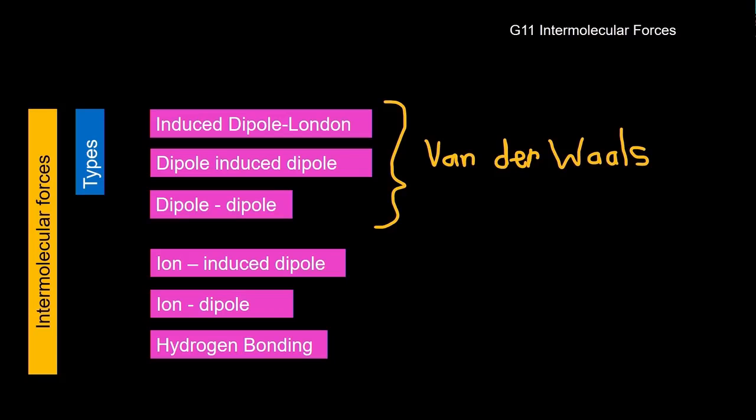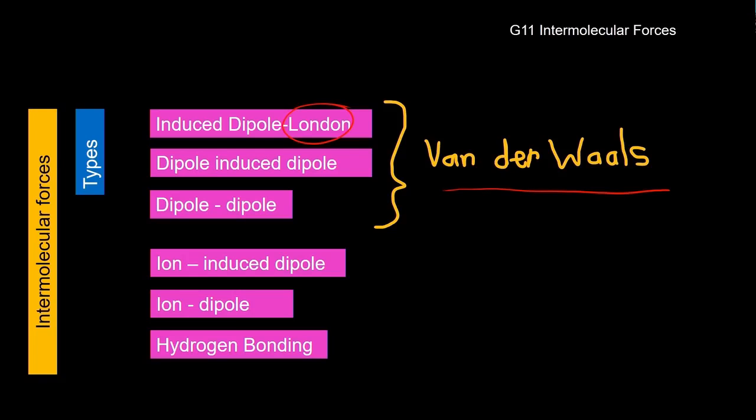There are 6, and they range from the weakest to strongest. So we have the first 3: induced dipole, which is also called a London force, dipole-induced dipole, and then dipole-dipole. Okay, so those 3 are, as a body, called the van der Waals forces. They are the weakest intermolecular forces.